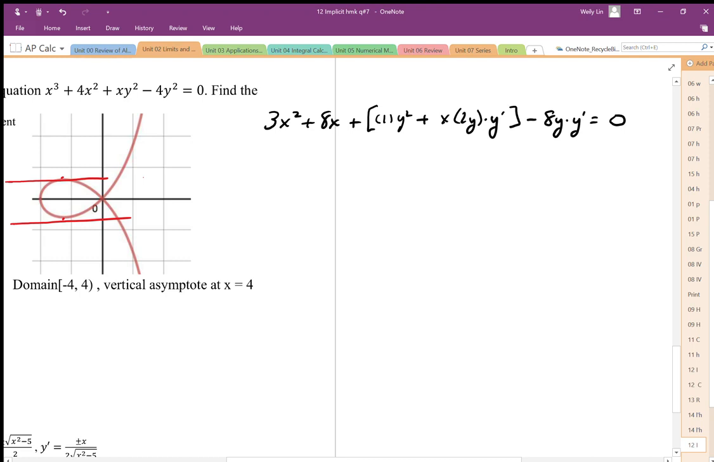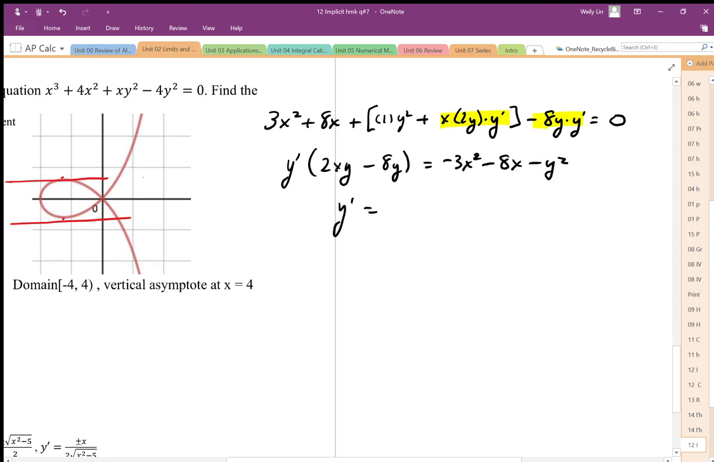Then I'm going to group together my terms here. I'm going to group together my y prime terms, and then solve for y prime. So grouping together my y prime terms, I'm going to factor. I'm going to be left with 2xy minus 8y, and then all the other terms are going to move to the other side. So negative 3x squared minus 8x minus y squared.